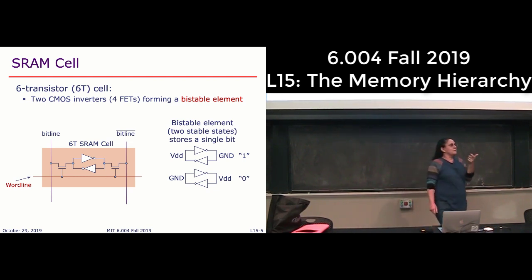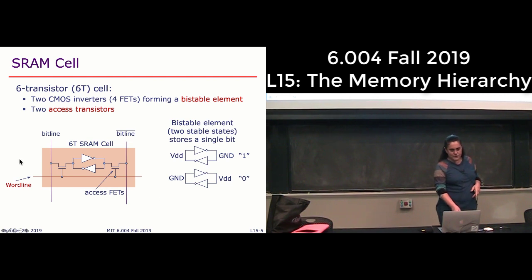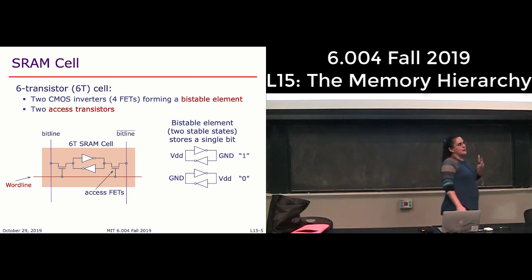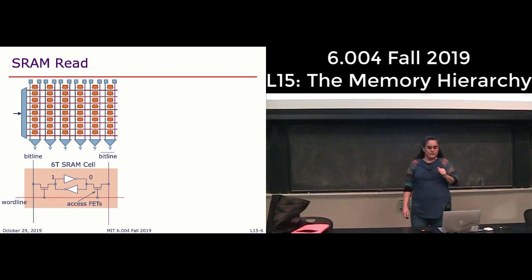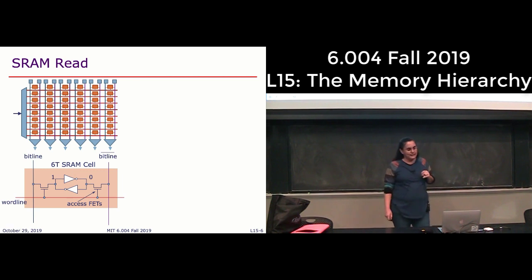Now we need to talk about how we're going to access those values. The other 2 transistors are the access transistors, which we see here on the sides of the SRAM cell, and they're what connect the SRAM cell to these bit lines. Now let's see how we would do a read using SRAM technology. We've got here our SRAM array, and we've highlighted a particular bit of it, and let's see what happens.